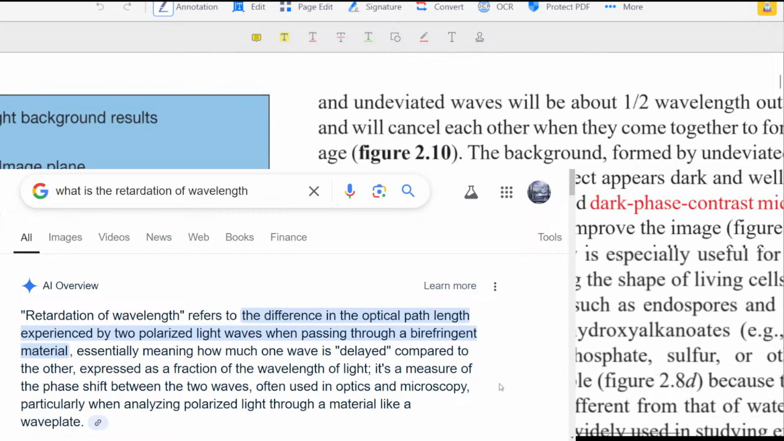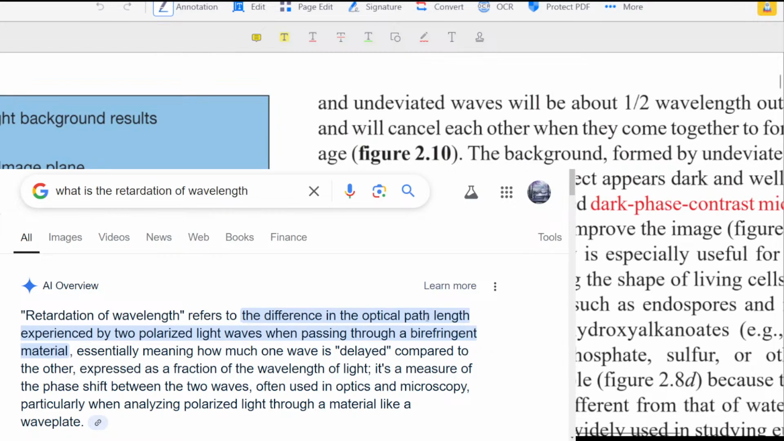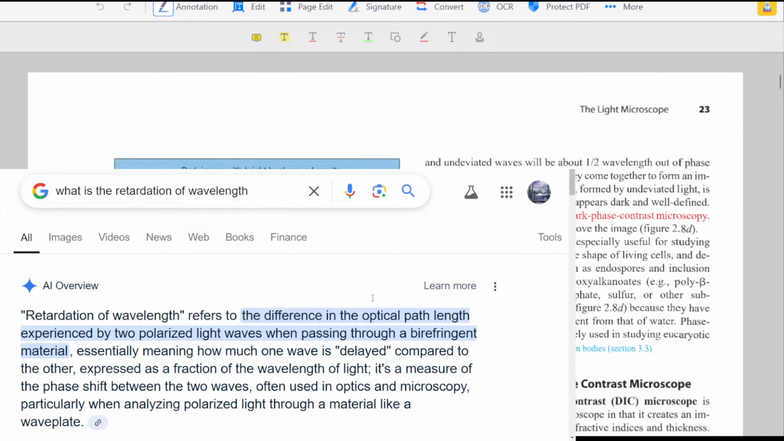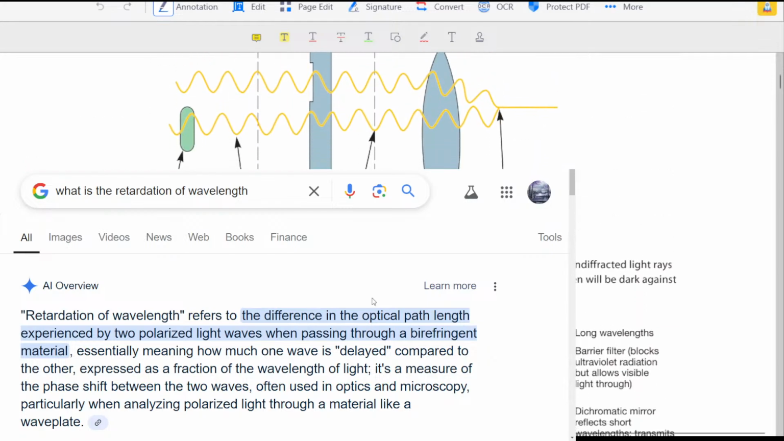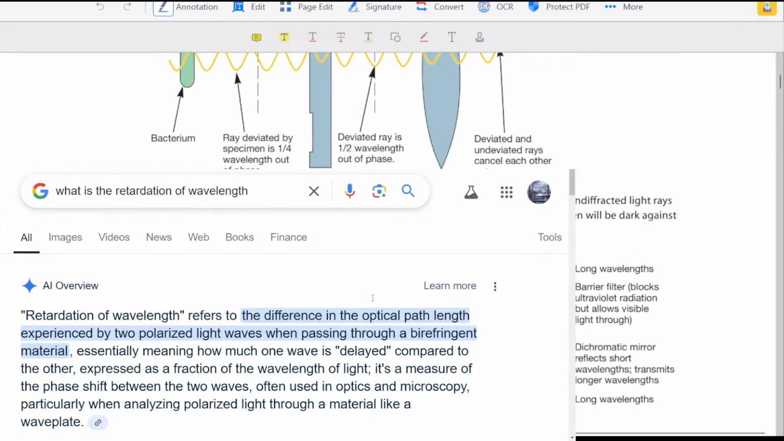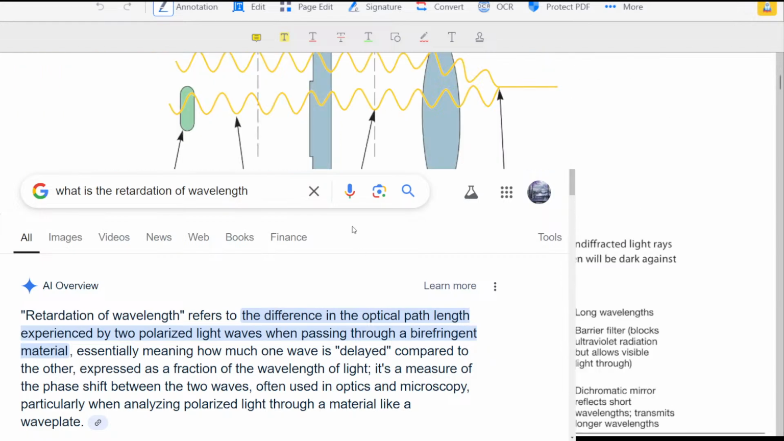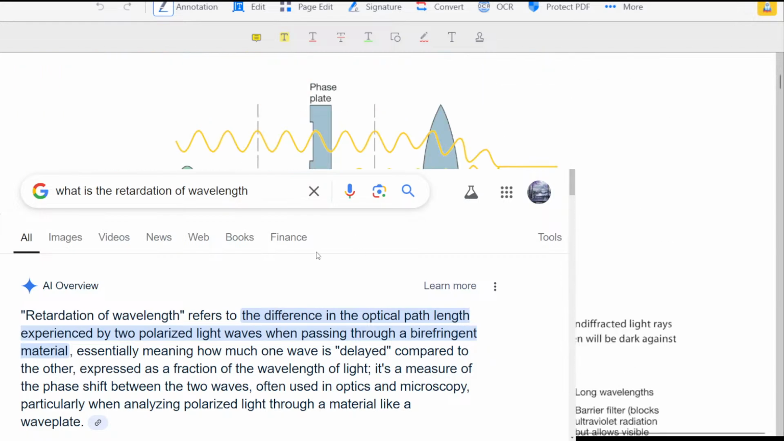It will be about 1 by 2 wavelength out of phase. Now where is 1 by 2 coming from? Will they not cancel one another? Okay, well, let's see what they show in this diagram. This is a bacterial cell, and two kinds of waves pass through this. Two kinds of waves. So the ray deviated by the specimen is 1 by 4 wavelength out of phase.